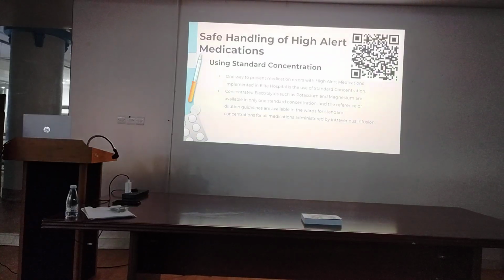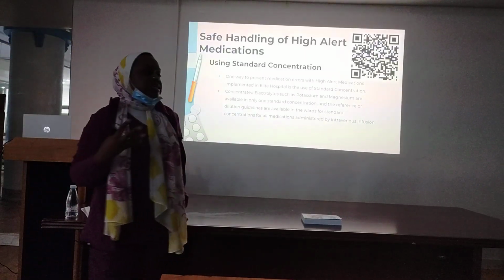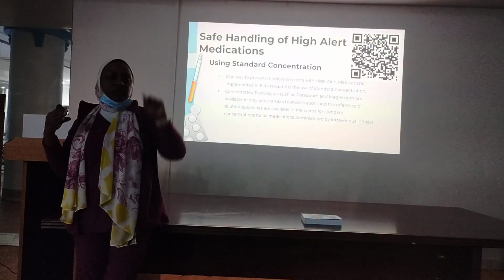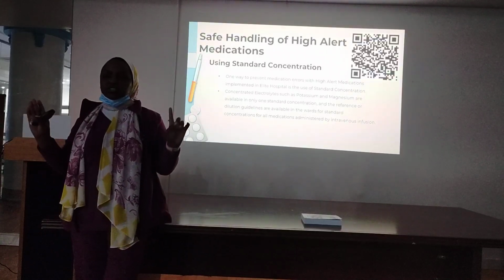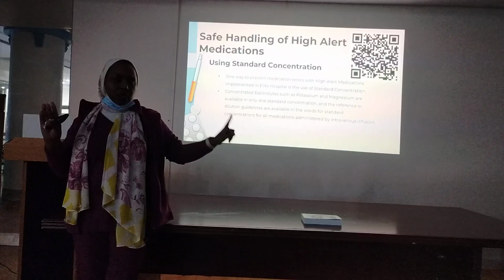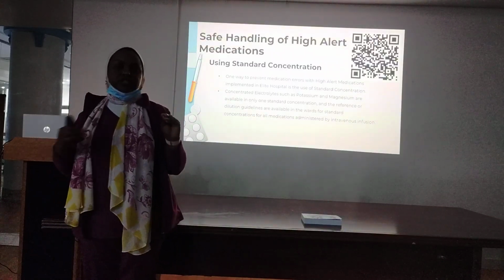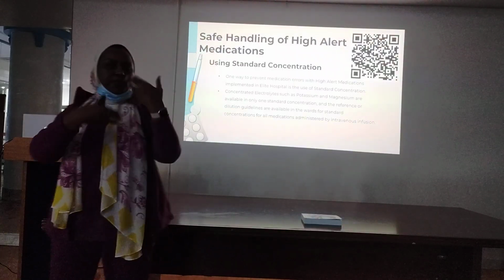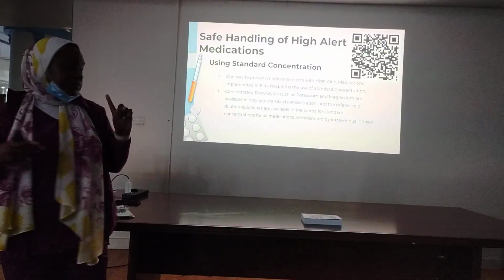Okay. Another method of reducing errors with high alert medication is using standard concentrations for concentrated electrolytes. In this hospital, we use standard concentrations for our medication. For example, we have only one concentration for magnesium in the entire hospital. You will find the same concentration in the inpatient, outpatient, or anywhere where magnesium is used. Sodium, the same. For all concentrated electrolytes or high alert medications that come from different companies with different concentrations, we only have one concentration. Okay?